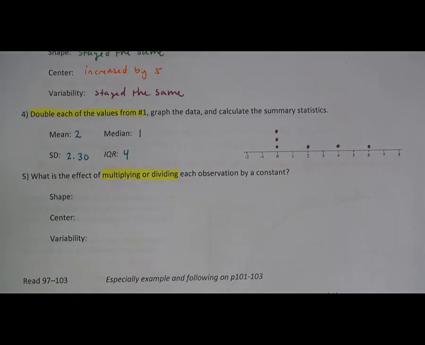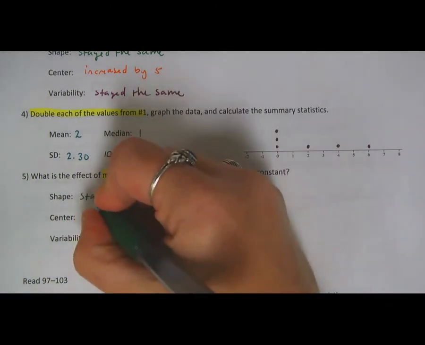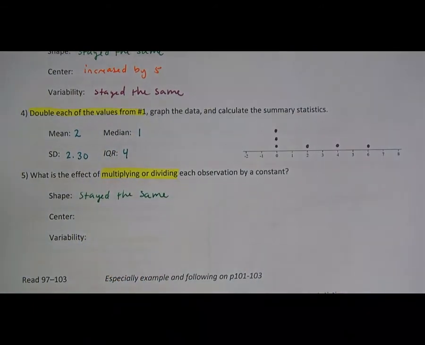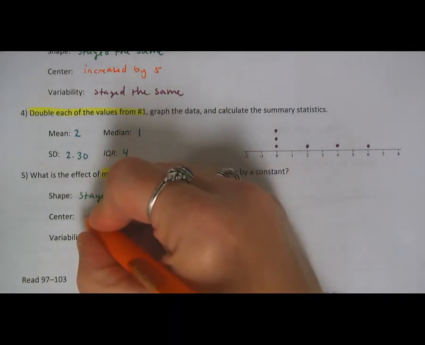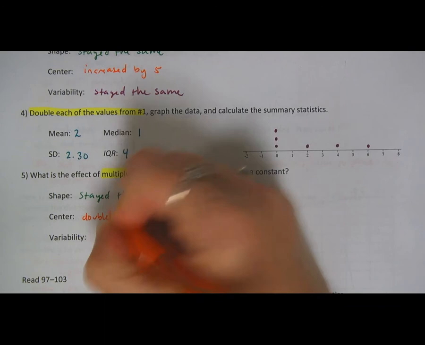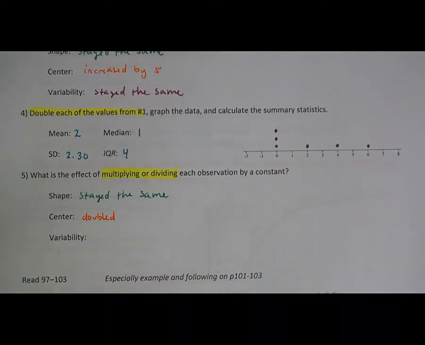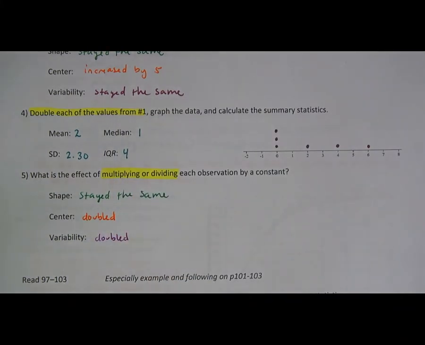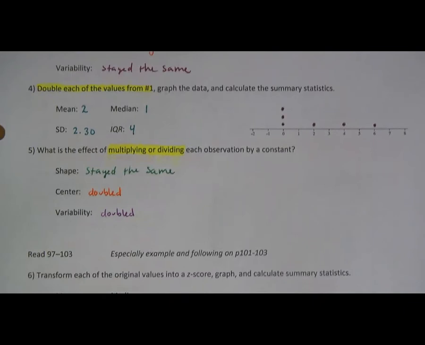The shape stayed the same. The center, the values of the median and mean doubled. And the measures of variability, which are the standard deviation and IQR, also doubled. And just ignore where it says read page blah blah blah. I meant to erase that.